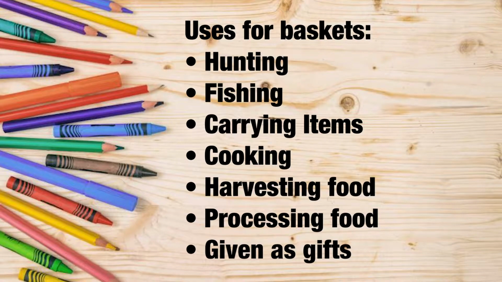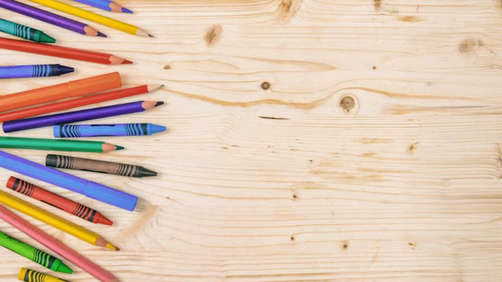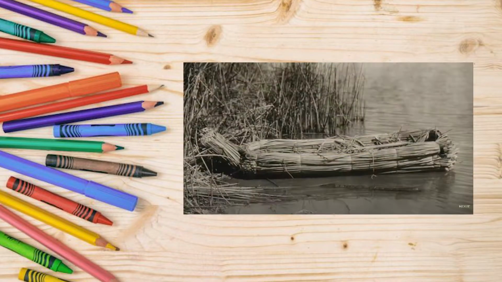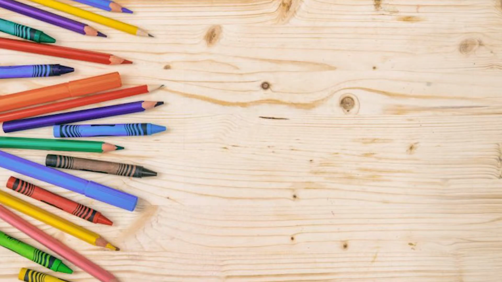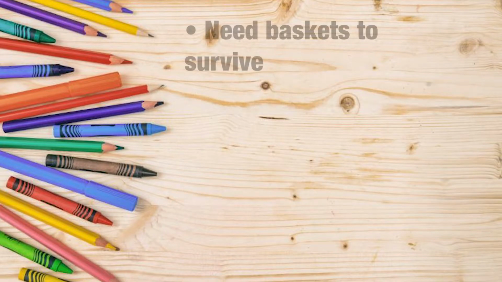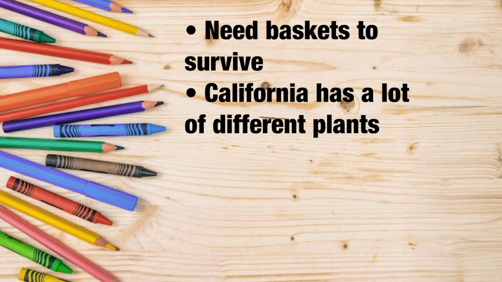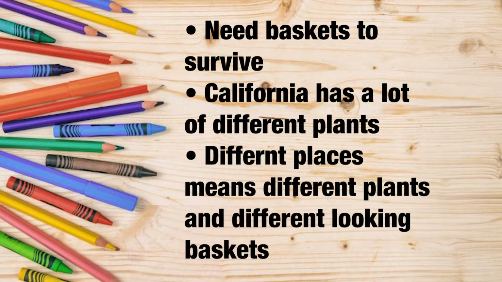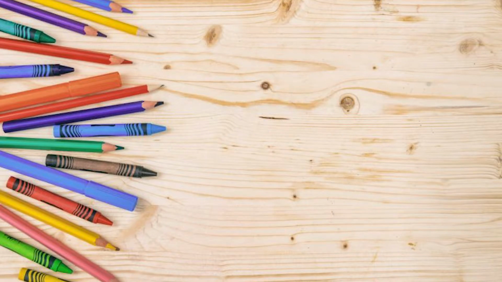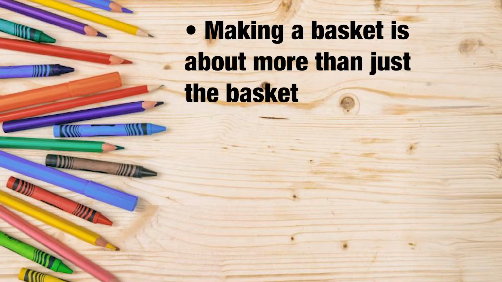Someone even noticed a little bit later on in the video that they were even used for boats. So baskets that were made into boats. Super interesting. We also talked about the fact that we need baskets to survive. That California has a lot of different plants, and these different places with different plants end up having different looking baskets. We also talked about the fact that making a basket is about more than just the basket.